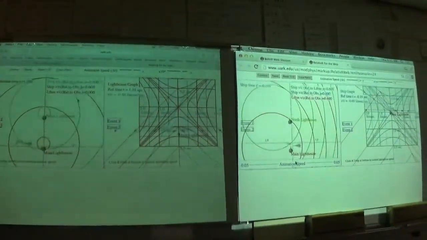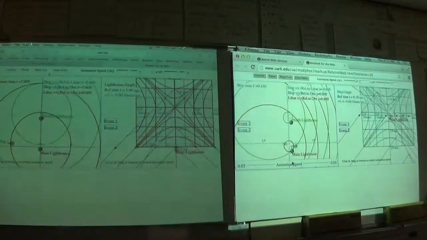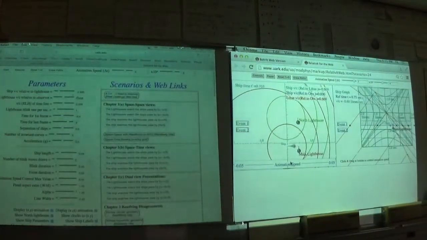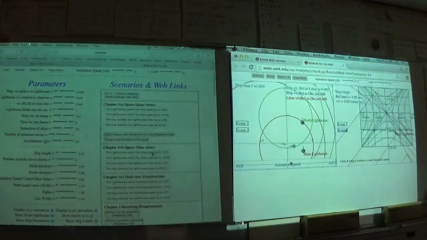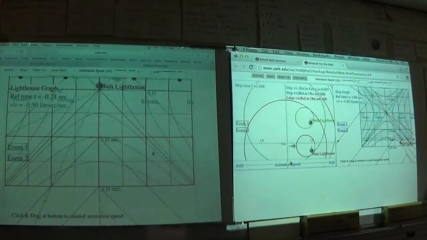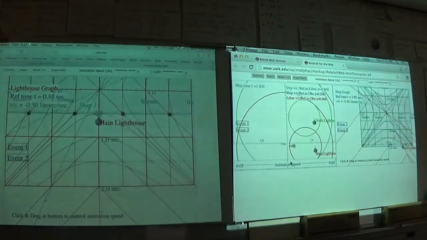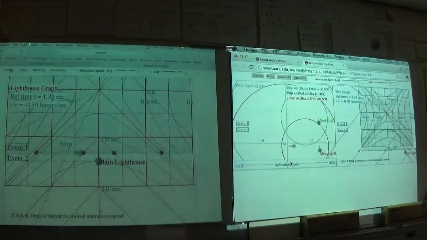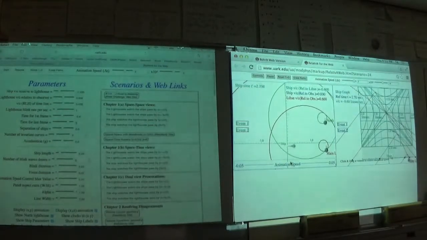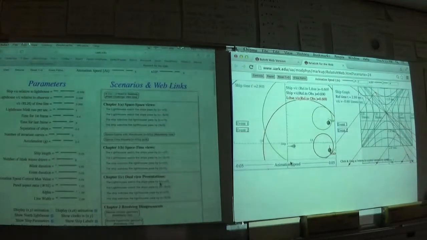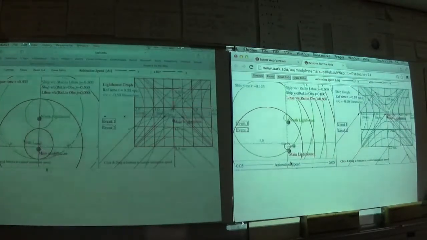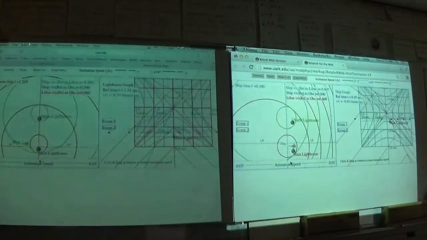But I am actually going to do something just to make this better. I'm going to go here and pick "Lighthouse watches ship pass at half the speed of light." The dual view is one further down. Oh, that's right. Let's do the dual view. That's what we've got on both screens here. And then I'm going to slow this down so that I can talk about it.